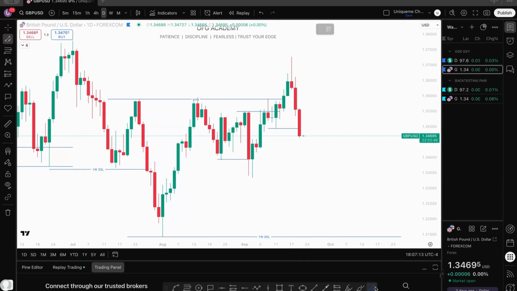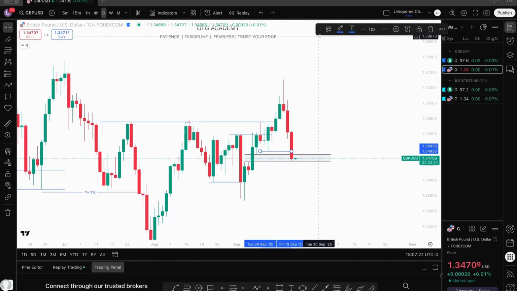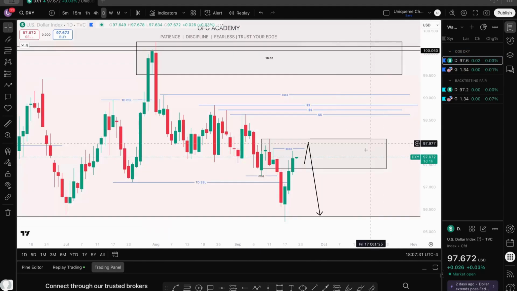I also have a fair value gap here. I have a fair value gap here. This is also liquidity. So I should be expecting more sales on GU if it happens. But if this doesn't happen on DXY, then we'll be expecting more buys. And those buys are to clear out all this liquidity above here. These are all liquidity, liquidity, liquidity. I'm expecting price to clear these highs above here and pull down.